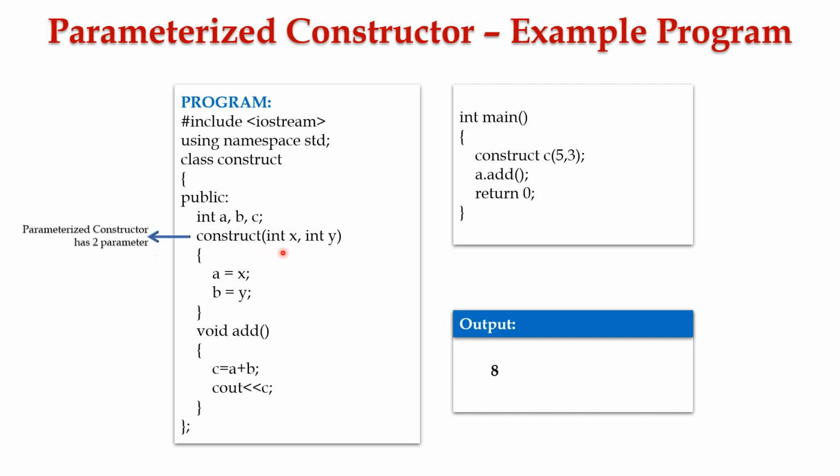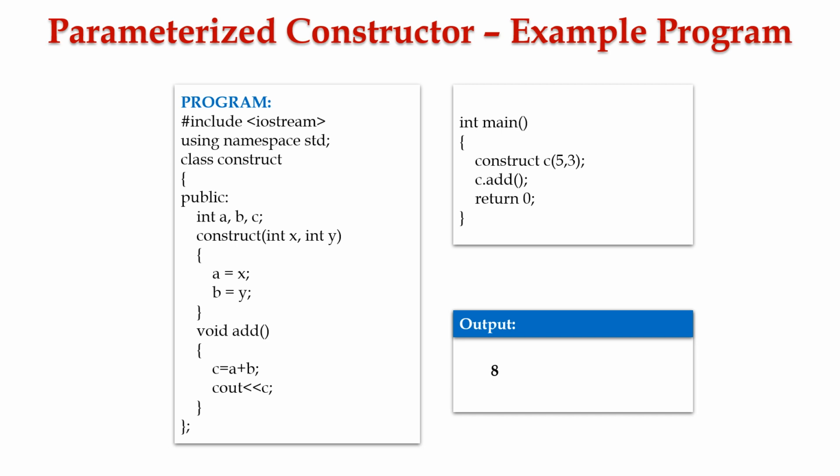This constructor has two parameters, the variable x of integer data type and the variable y of integer data type. Here we are assigning the value of the variable x to the class variable A and the value of the variable y to the class variable B. Next we have a function add with return type void. Here it performs C is equal to A plus B, that is, the variables A and B are added and stored in the variable C. Next, using the cout statement, we display the value of the variable C to the user.